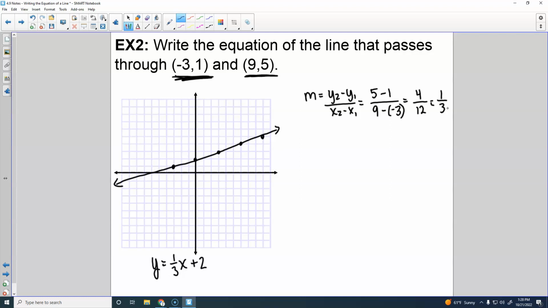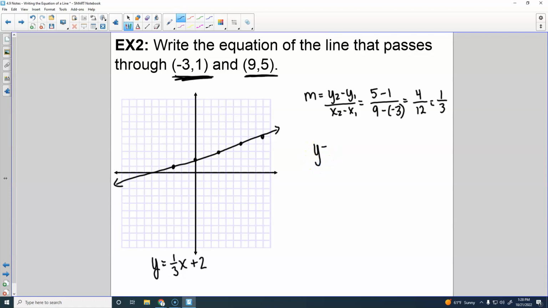All right, and then we need to find the y-intercept for this. We can pick either point, okay? So, Blakeland, which point do you want to choose? -3, 1 or 9, 5? -3, 1, okay? So if we use -3, 1, and I'm only choosing it because Blakeland told me to, 9, 5 is perfectly fine as well.